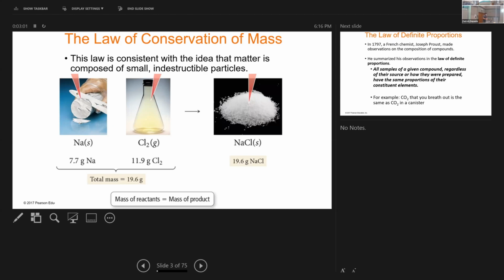So in this hypothetical reaction, you add 7.7 grams of sodium to 11.9 grams of chlorine. You're going to end up with 19.6 grams of NaCl, and you see the mass is conserved. So the mass of the reactants equals the mass of the products.